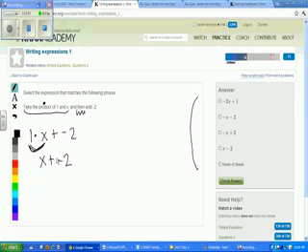Since we're adding a negative right here, that's one way to write it, but we can also write it as just a subtracting. So x plus negative 2 is the same thing as x minus 2. And since that's a choice, that is what we will pick.